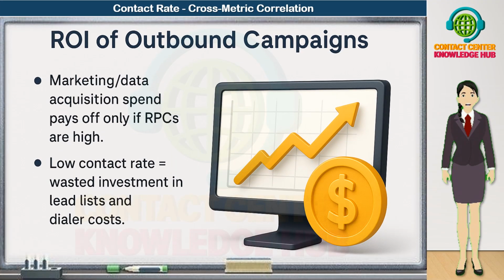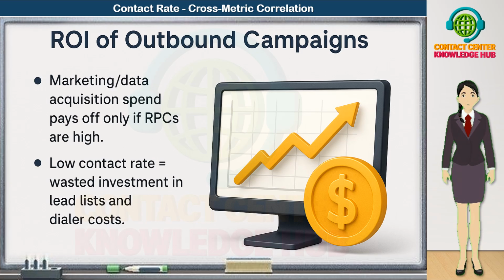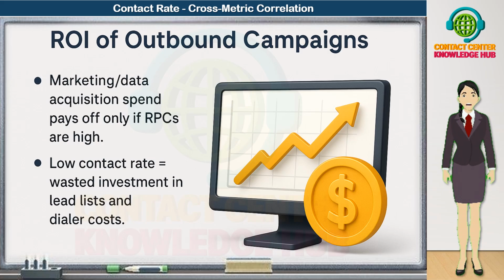Let's now explore the connection between contact rate and the return on investment of outbound campaigns. Every outbound campaign involves costs: marketing spend, data acquisition, dialer operations, and agent labor. But these investments only generate value when you meet customers. That's where right-party contacts come in.